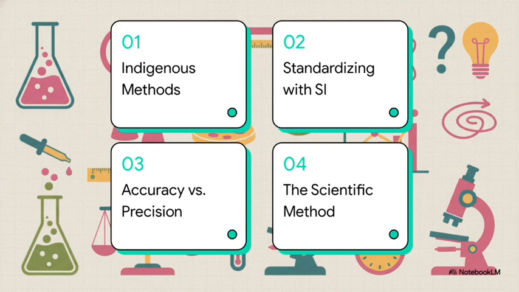Okay, let's dive into our agenda for this unit. First up, indigenous methods of measurement. Then, standardizing science with SI units. Third, accuracy versus precision. And finally, we'll pull it all together with the scientific method. Basically, we're going to master the tools of scientific measurement first, and then learn how to actually do scientific investigations.